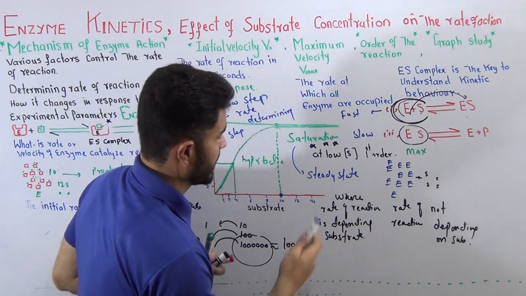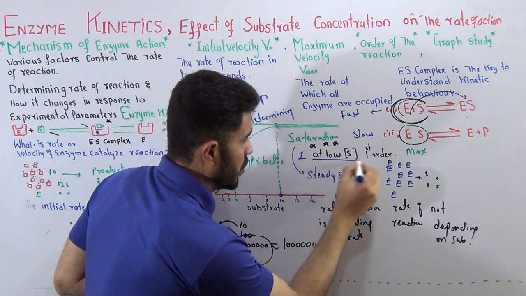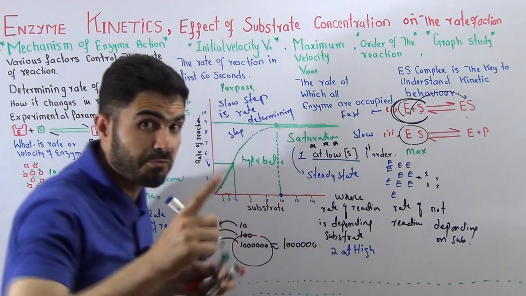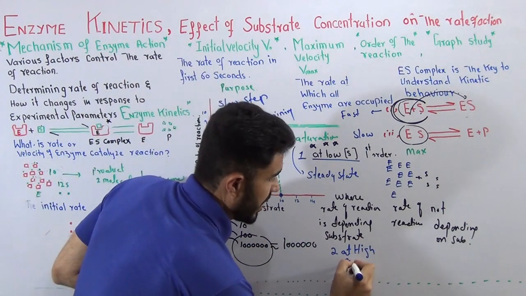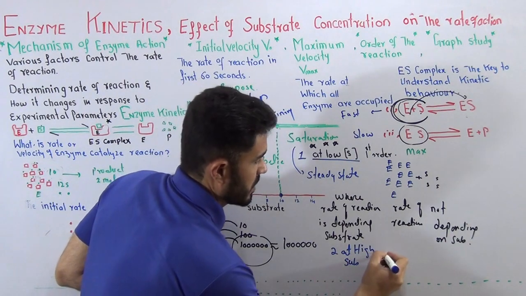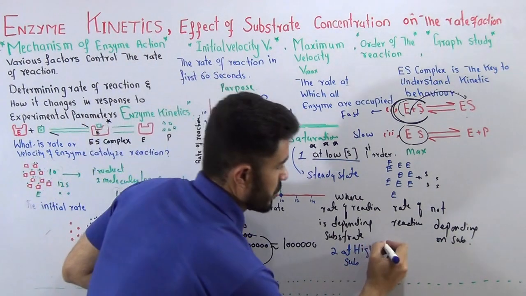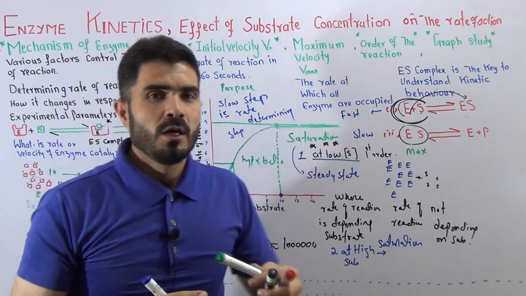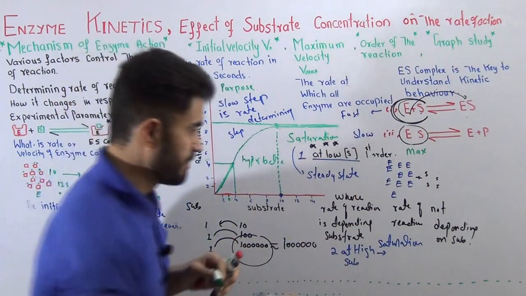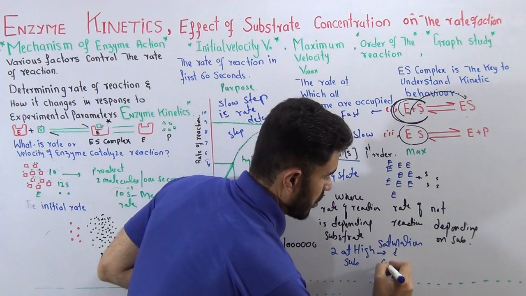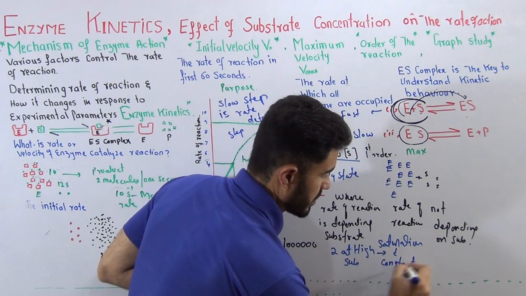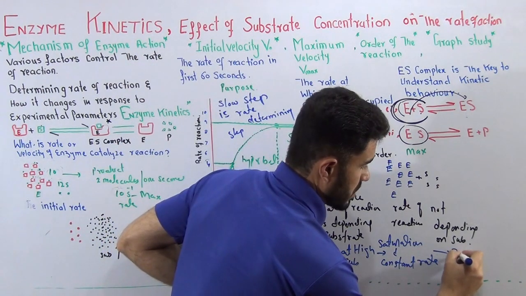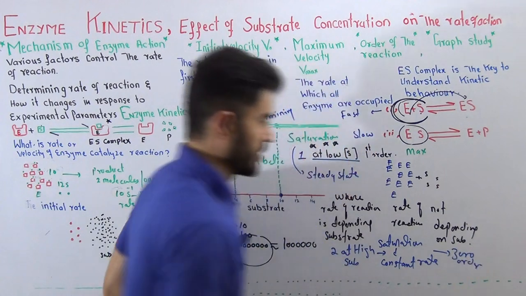So I am going to write, this was stage 1 at low, now stage 2 at very high substrate concentration. What will happen? Saturation takes place. No further increase in the rate of reaction. Saturation and constant rate of reaction. This is called zero order reaction.